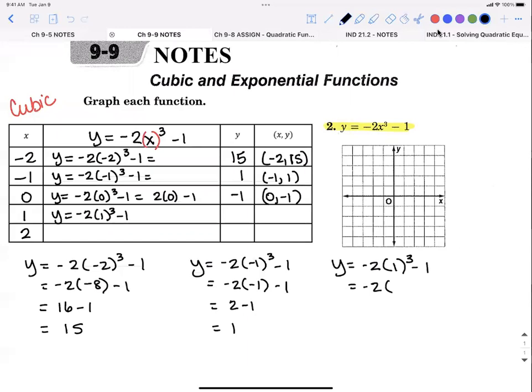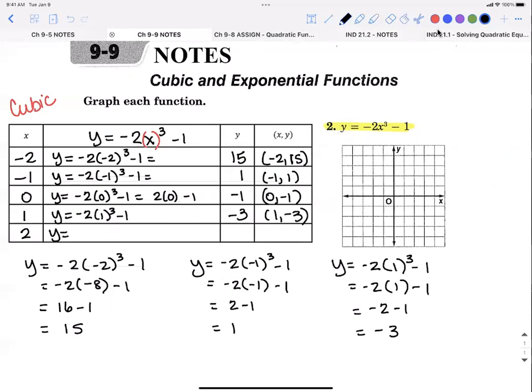I'm going to do the cube first, which stays a 1. -2 times 1 is -2 minus 1. -2 minus 1 is -3. Again, it's going through PEMDAS, making sure you're doing exponents first, then multiplying, then adding and subtracting. Got it? 1, -3.